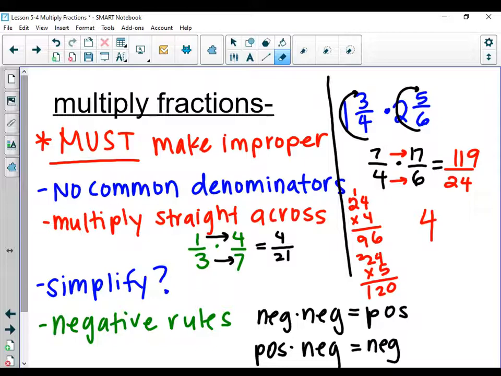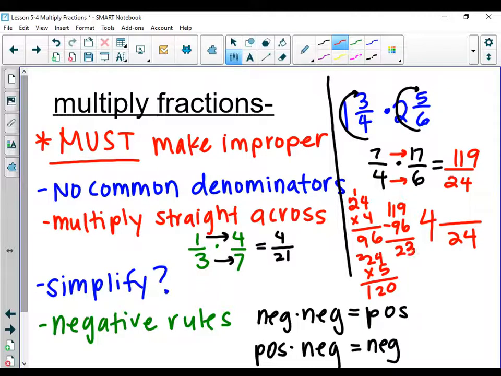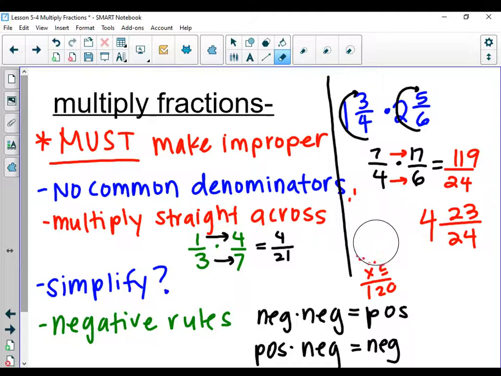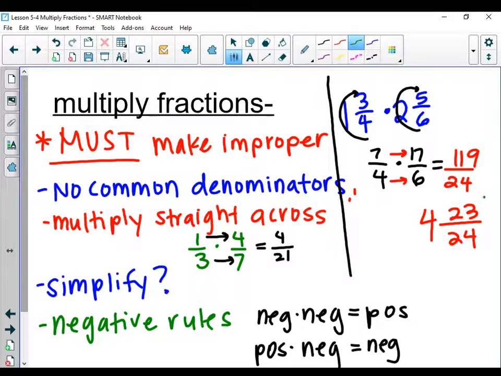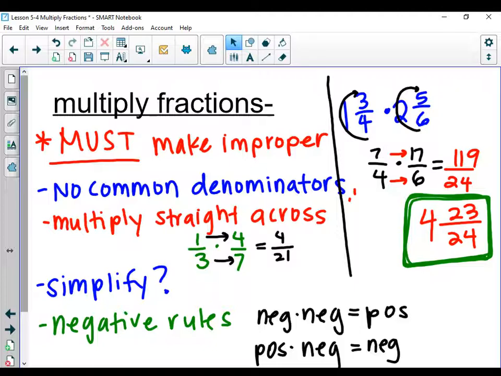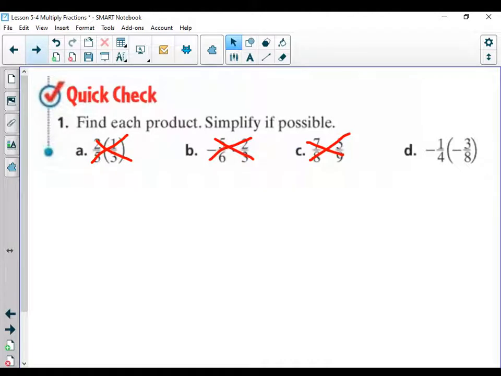Whoops, no equal sign. How close am I? Four and 23/24. Negative rules. Nope. A positive times a positive, still a positive. Next box.